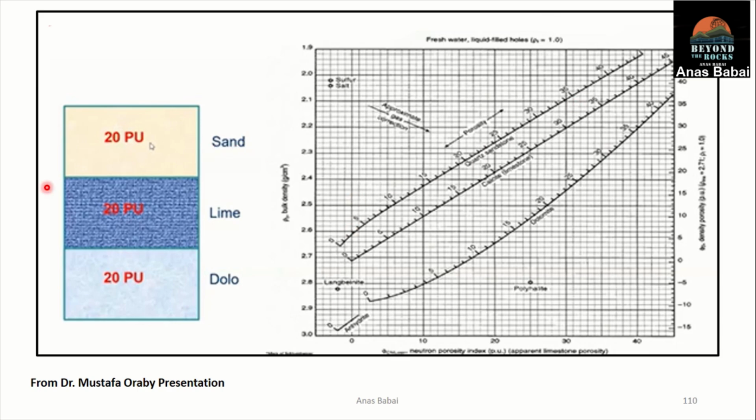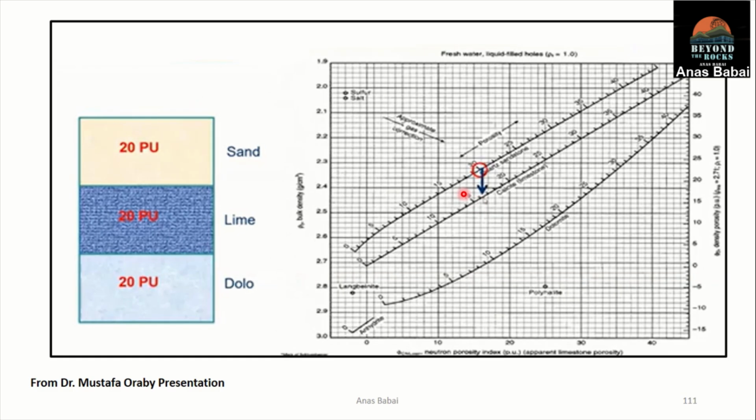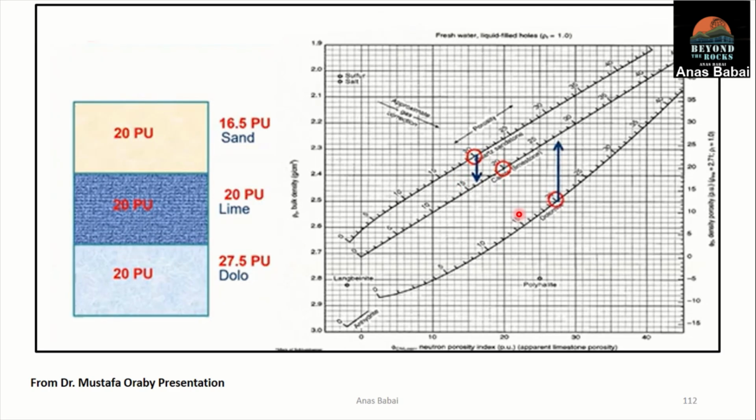So we simply know that the lithology is sand. We will go to this line, and the value of the porosity is 20, so that means it's here, and we draw a straight line down to intersect the limestone scale, and we will read the value, and whatever we get is the porosity value in limestone scale. So let us see. We draw a line, and we found out that the porosity value is 16.5 for sand. For limestone, of course, it will be the same value because we are using the same lithology. But for dolomite, we have 20. We draw a straight line to intersect, and we found that the porosity value is 27.5.